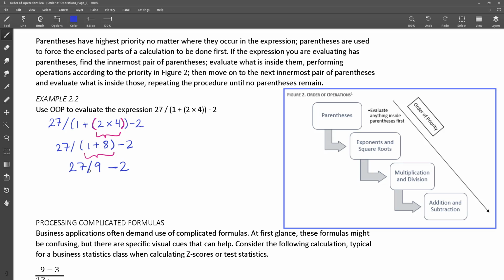So now we have 27 divided by 9 minus 2. The highest order of operation that is present here is this division, 27 divided by 9. And notice I'm continuing to scan this from left to right every time. So 27 divided by 9 is 3, minus 2 equals 1.